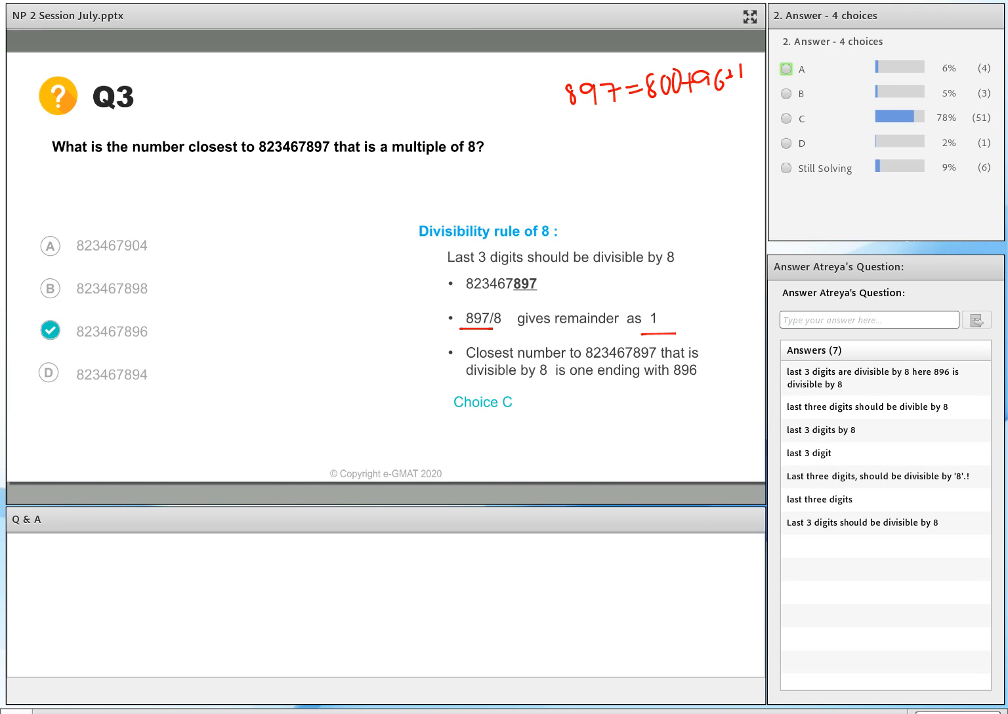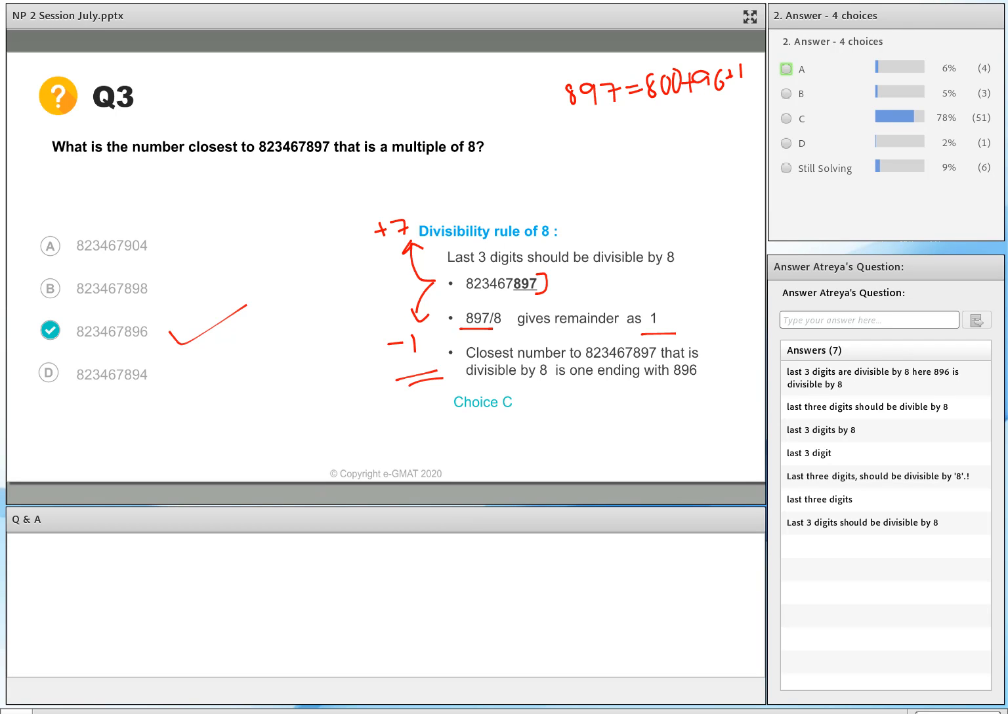Okay, so what are the two closest numbers which are divisible by 8? I can either subtract 1 because I get a remainder of 1, so I can subtract the remainder, or I can add the complement of the remainder, that is plus 7. In both these cases, I'll get a number that's divisible by 8. I need to find out the closest one, right? So I'll go with minus 1. So what's the minus 1 number with respect to this? A number that ends with 896. That's choice C, and that is the answer for this question. I hope it's clear to all of you.